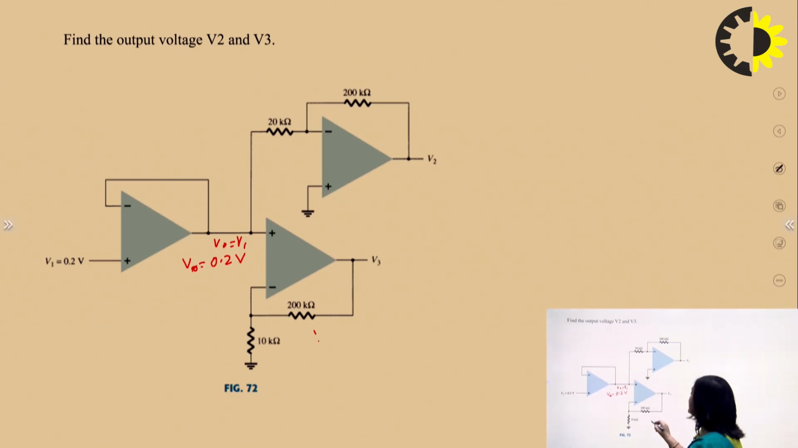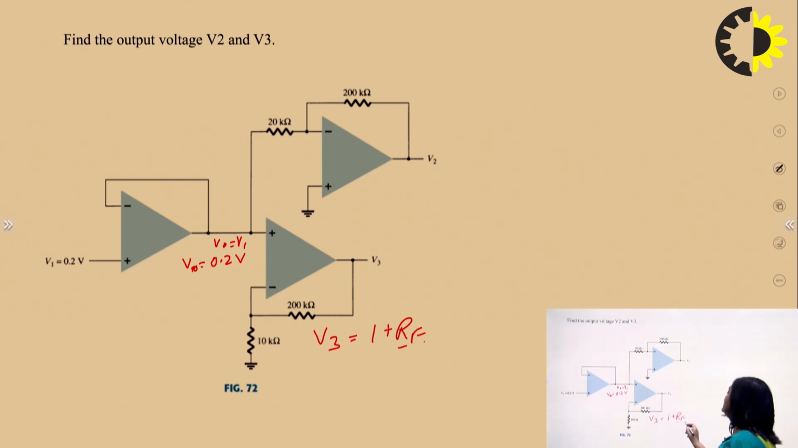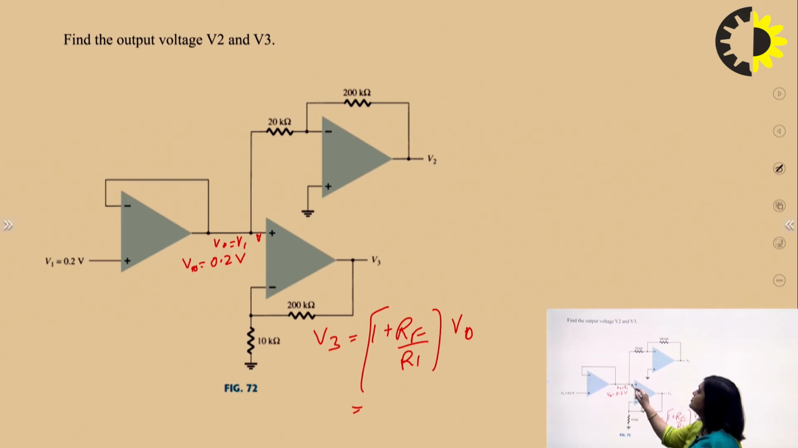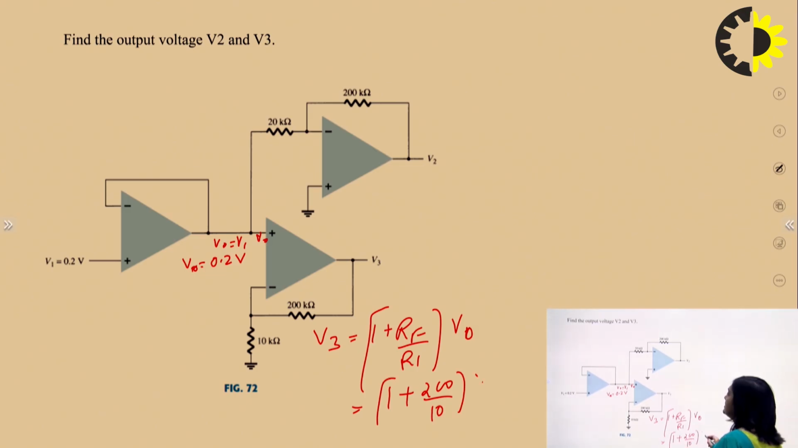For the non-inverting amplifier, the formula is 1 plus RF upon R1 multiplied by V0. Here the input of this voltage is 0.2. So it will be 1 plus 200 upon 10 multiplied by 0.2. So we can solve this and find the value of V3.